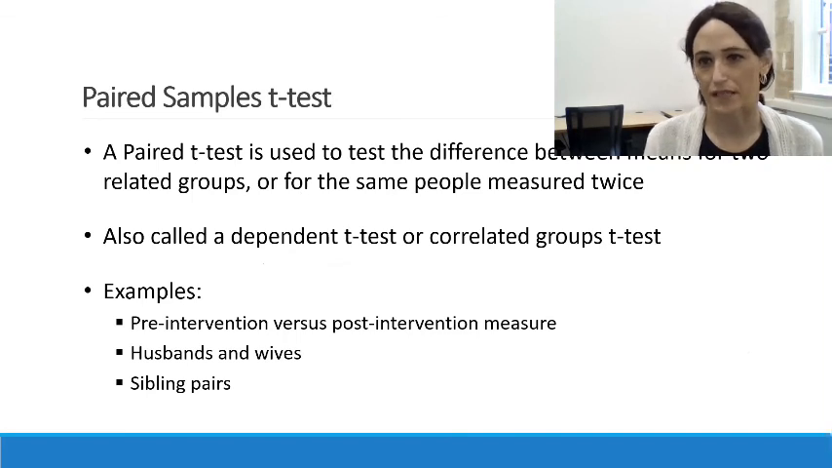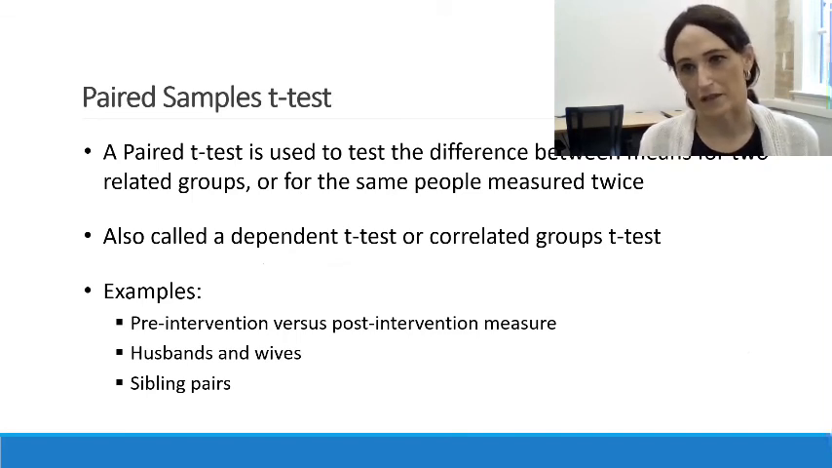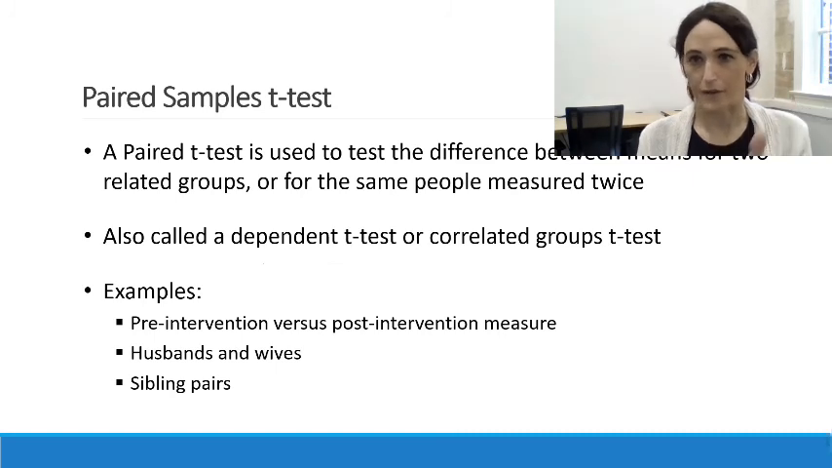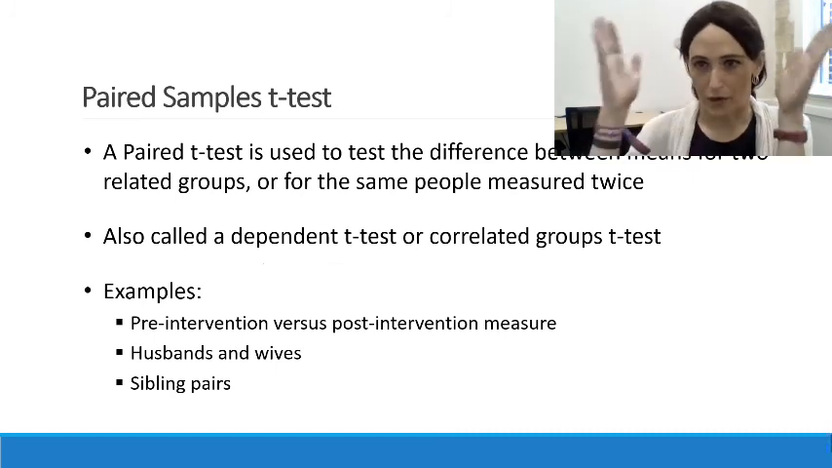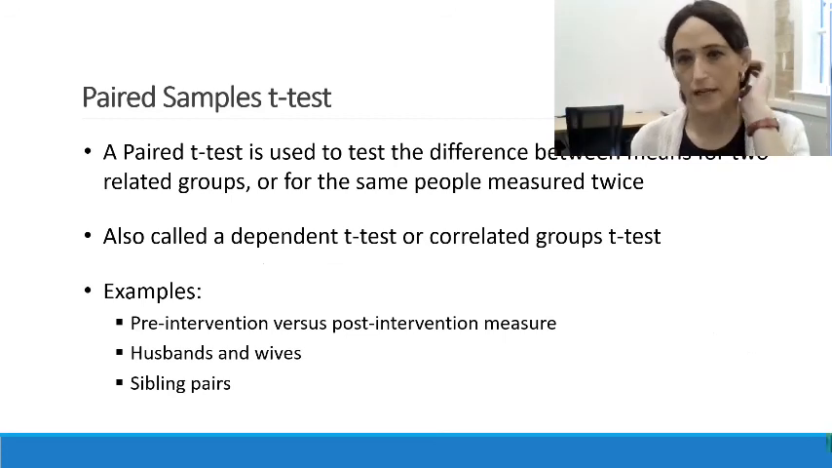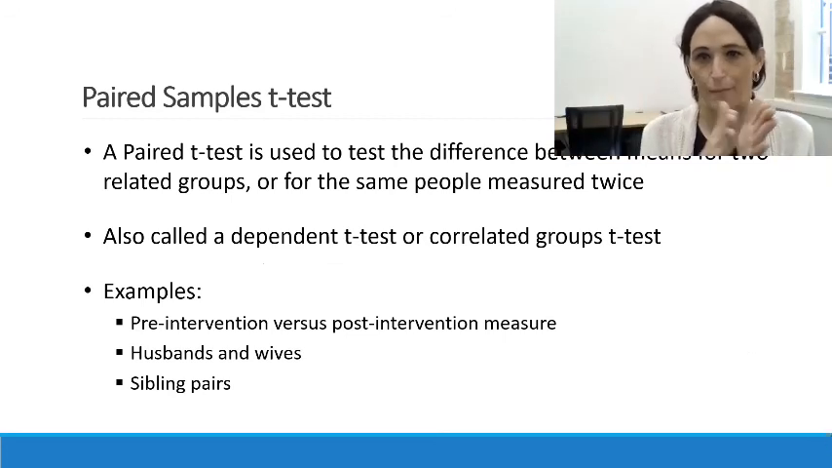A paired samples t-test violates the assumption of independence, and usually this is by design. So we're going to sample an individual, and let's say we sample them at one point in time, and then we want to look at them at another point in time. We're going to consider those as two separate occasions and two separate samples, but they're the same people.